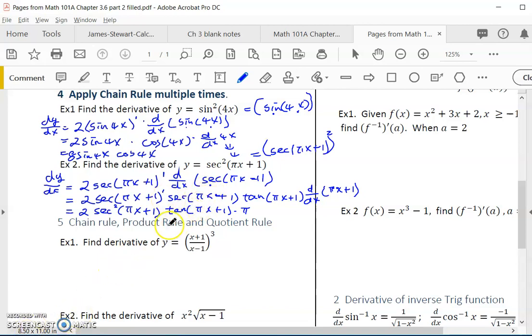So we'll do chain rule with product rule and quotient rule in part 3 of 3.6.